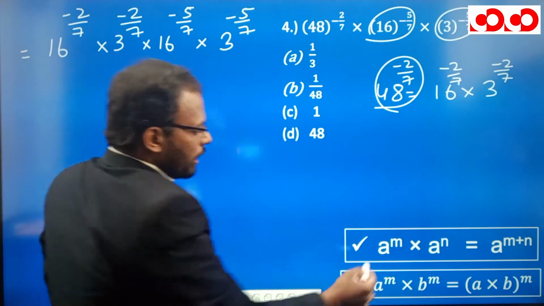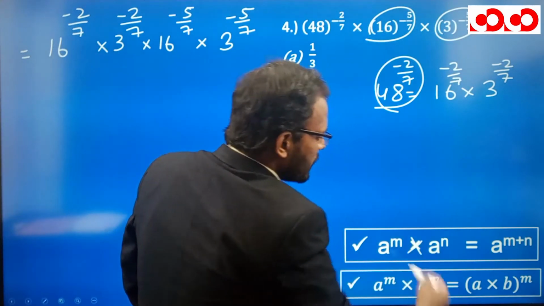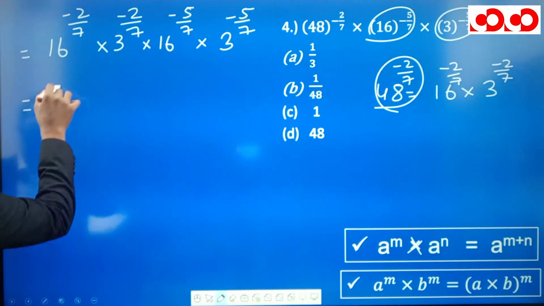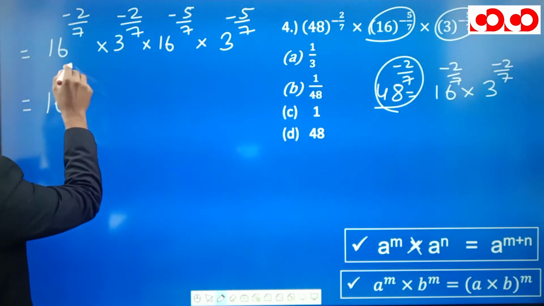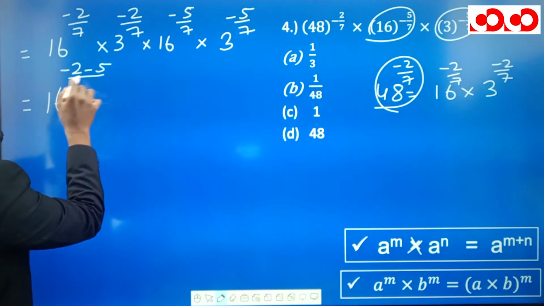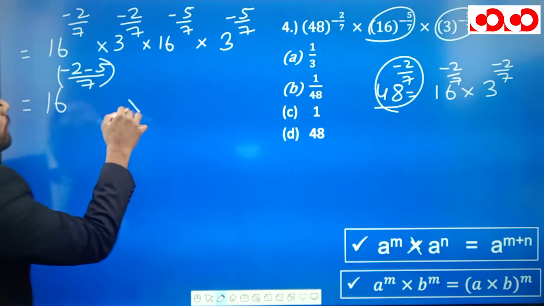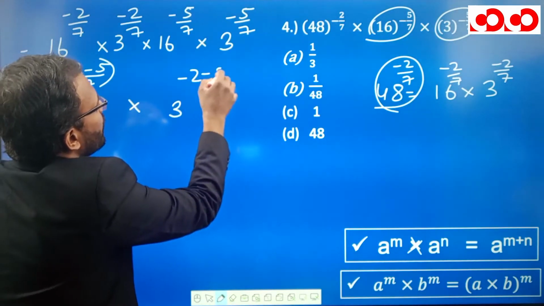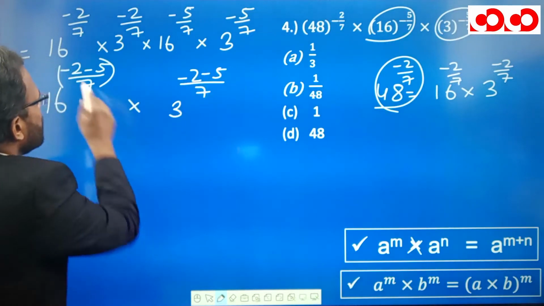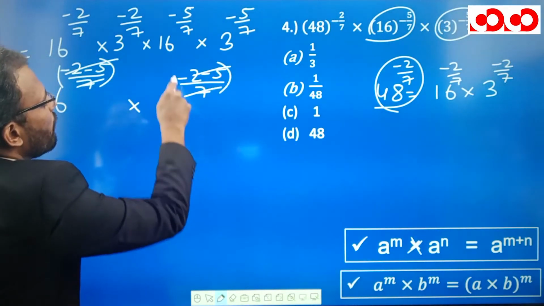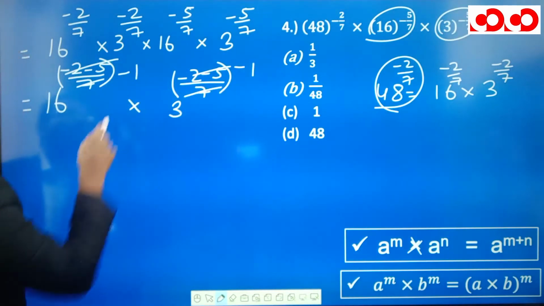As we know, if there is multiplication and the base is the same, the power gets added. So if I try to solve it, this is 16 and this is 16, so the power will get added. Minus 2 by 7 minus 5 by 7, so it will be minus 7 by 7, multiplied by 3 to the power minus 2 by 7 plus minus 5 by 7, so minus 7 by 7. So the power will be minus 1 over here and the power will be minus 1.